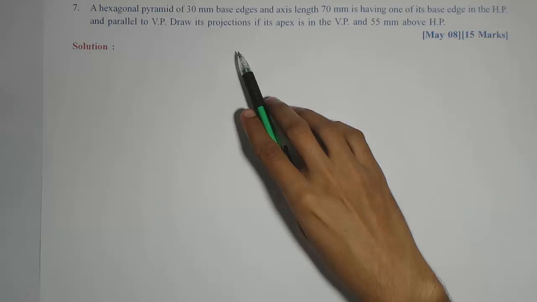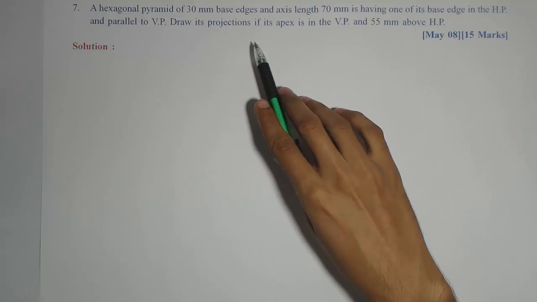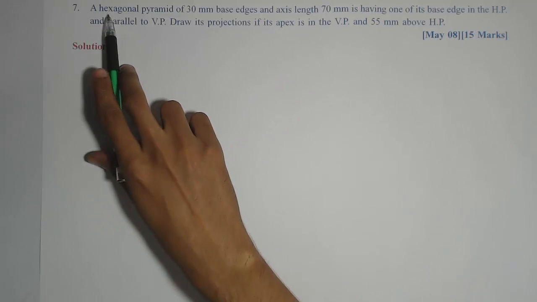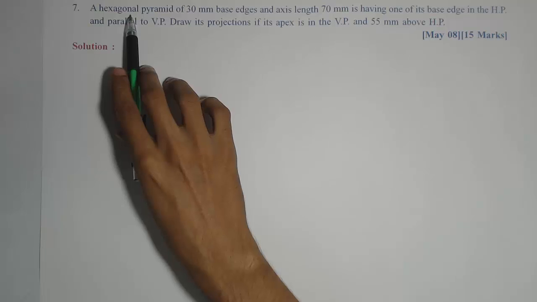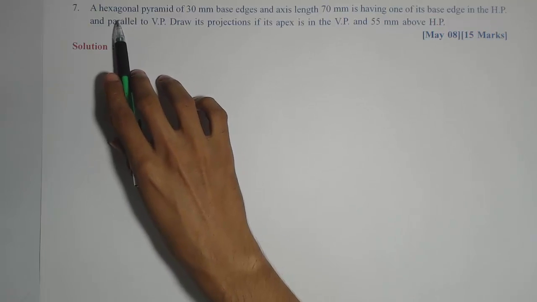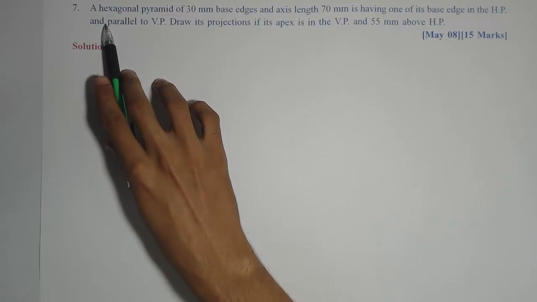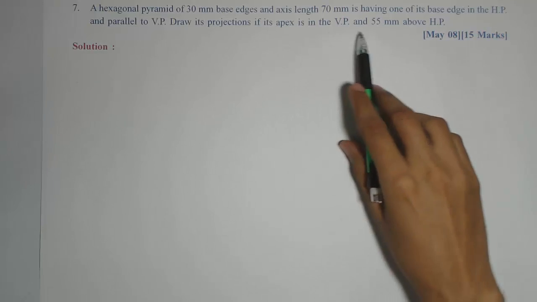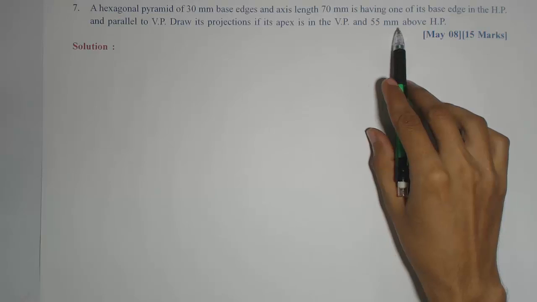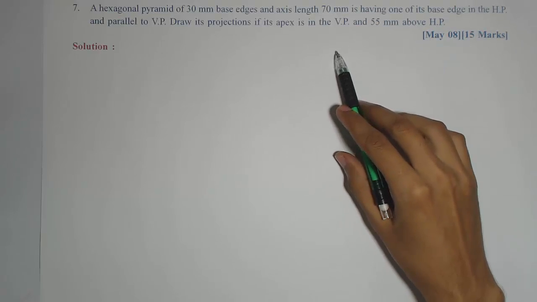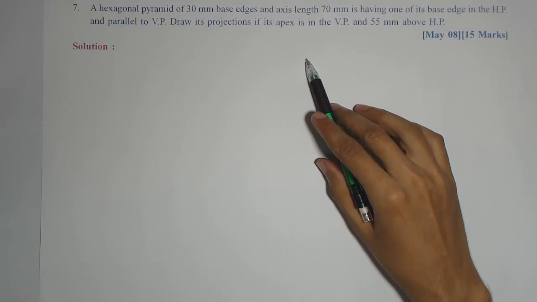Now if you see the fifth problem we solved for pentagonal pyramid. Here in the question the pyramid given is hexagonal, so we need to draw the base as a hexagon. A similar problem we have solved for pentagonal pyramid. If you see the fifth problem, there also the apex is given at some distance above the HP. So now we'll see how to solve it for a hexagonal pyramid.